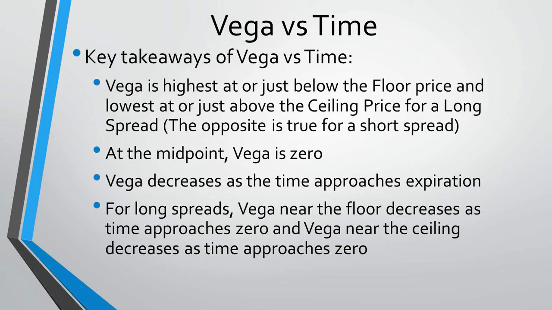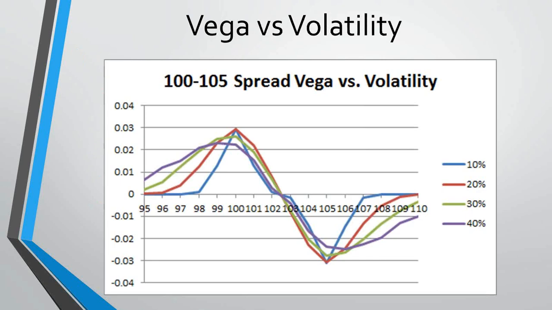Vega decreases as time approaches expiration. So the effects of volatility, both the benefits and the detriments, decrease as the spread approaches expiration. For long spreads, Vega near the floor decreases as time approaches 0, and Vega near the ceiling decreases as time approaches 0.